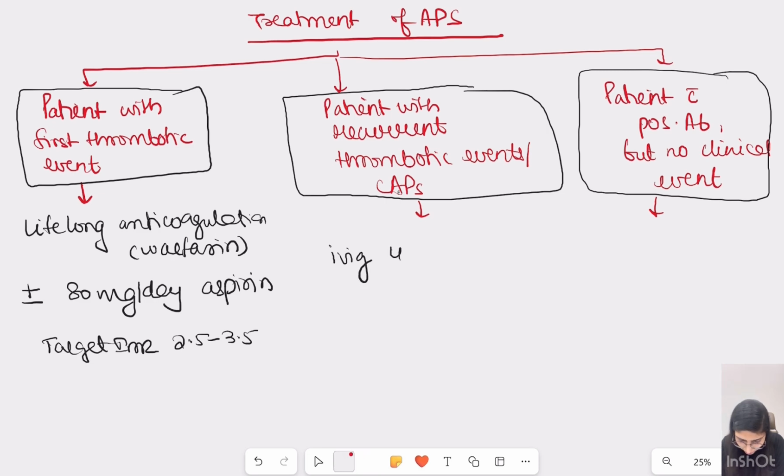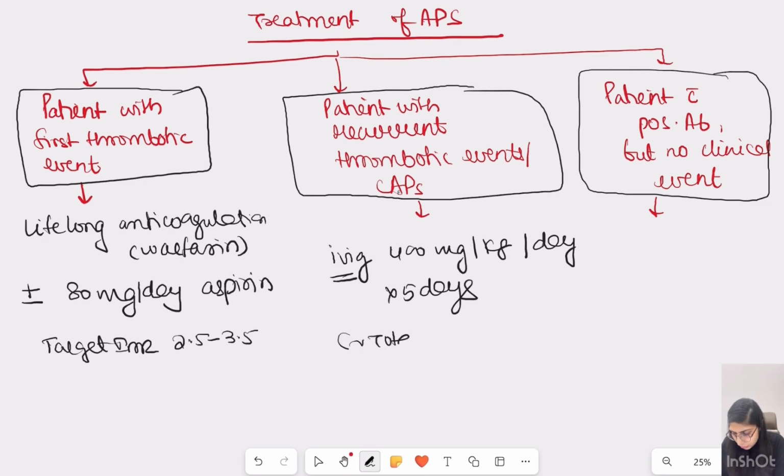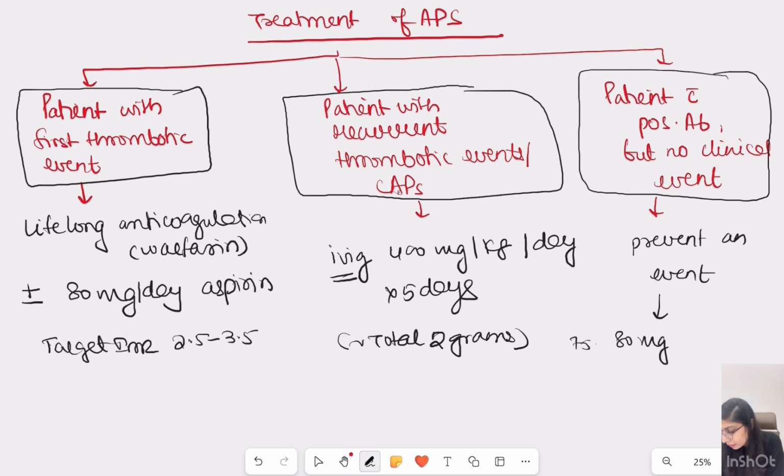Now, a patient with recurrent thrombotic events or a catastrophic antiphospholipid syndrome is eligible for IVIG, IV immunoglobulins, 400 milligram per kg per day for 5 days. The name itself suggests that it is an IV injection. Total of 2 grams of IVIG. Patients with positive antibodies but no event, you have to prevent an event. How do you prevent that event? By putting the patient on a low dose of 75 to 80 milligram aspirin per day.